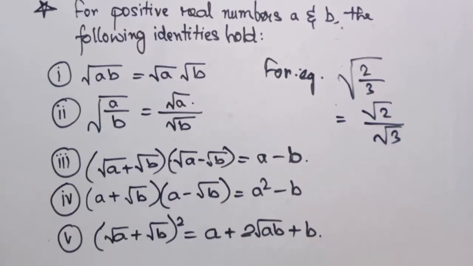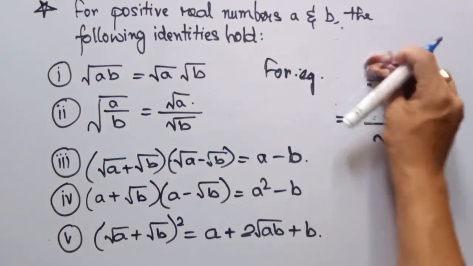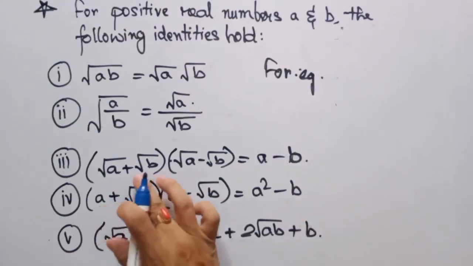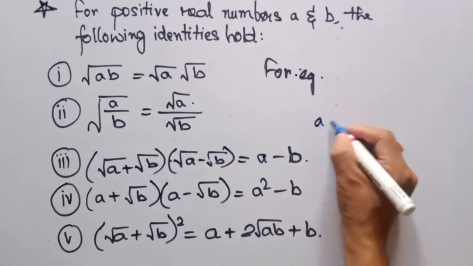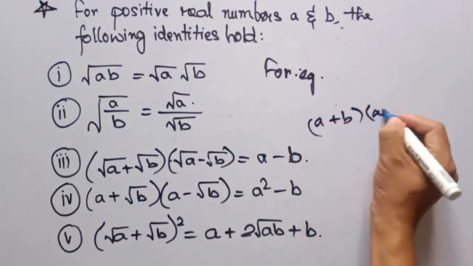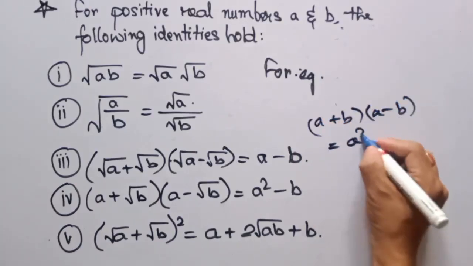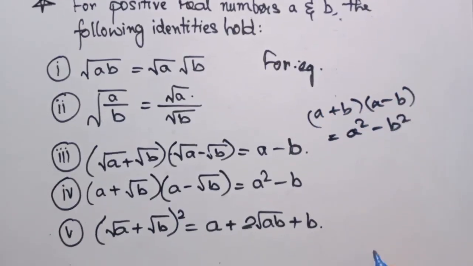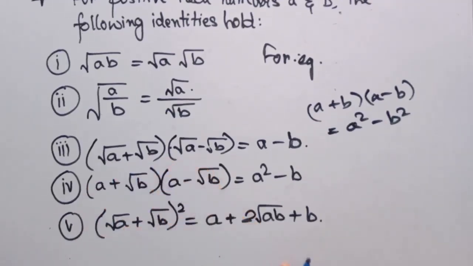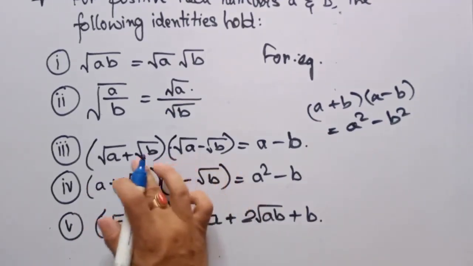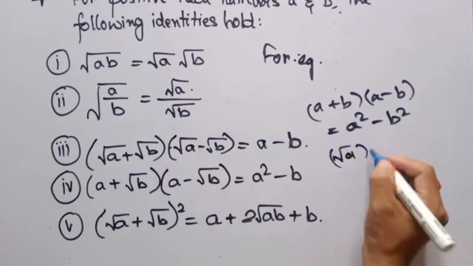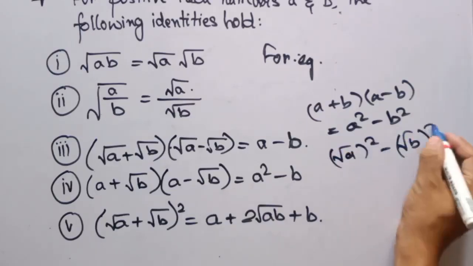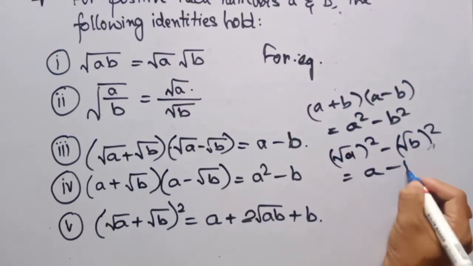Next, moving on to identity number 3. Here, root A plus root B whole into root A minus root B equal to A minus B. Here we are using the identity (a plus b) whole into (a minus b) equal to a square minus b square. So accordingly, if we multiply this, then we will get root A square minus root B square, which is equal to A minus B.